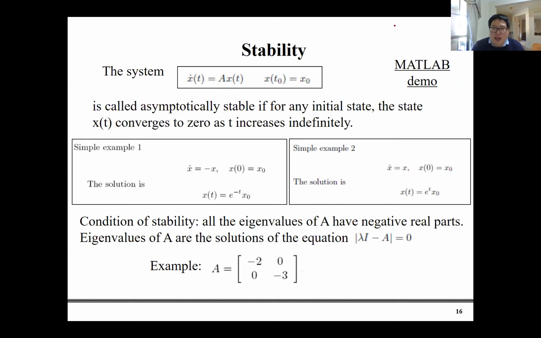All right, so here I give a very simple example. Example 1 is x dot equals minus x. And another example, example 2, is x dot equals x. And the solution is quite simple as well. That is the solution for example 1, and that is also the solution for example 2. Let's see how the state changes for the two different problems.